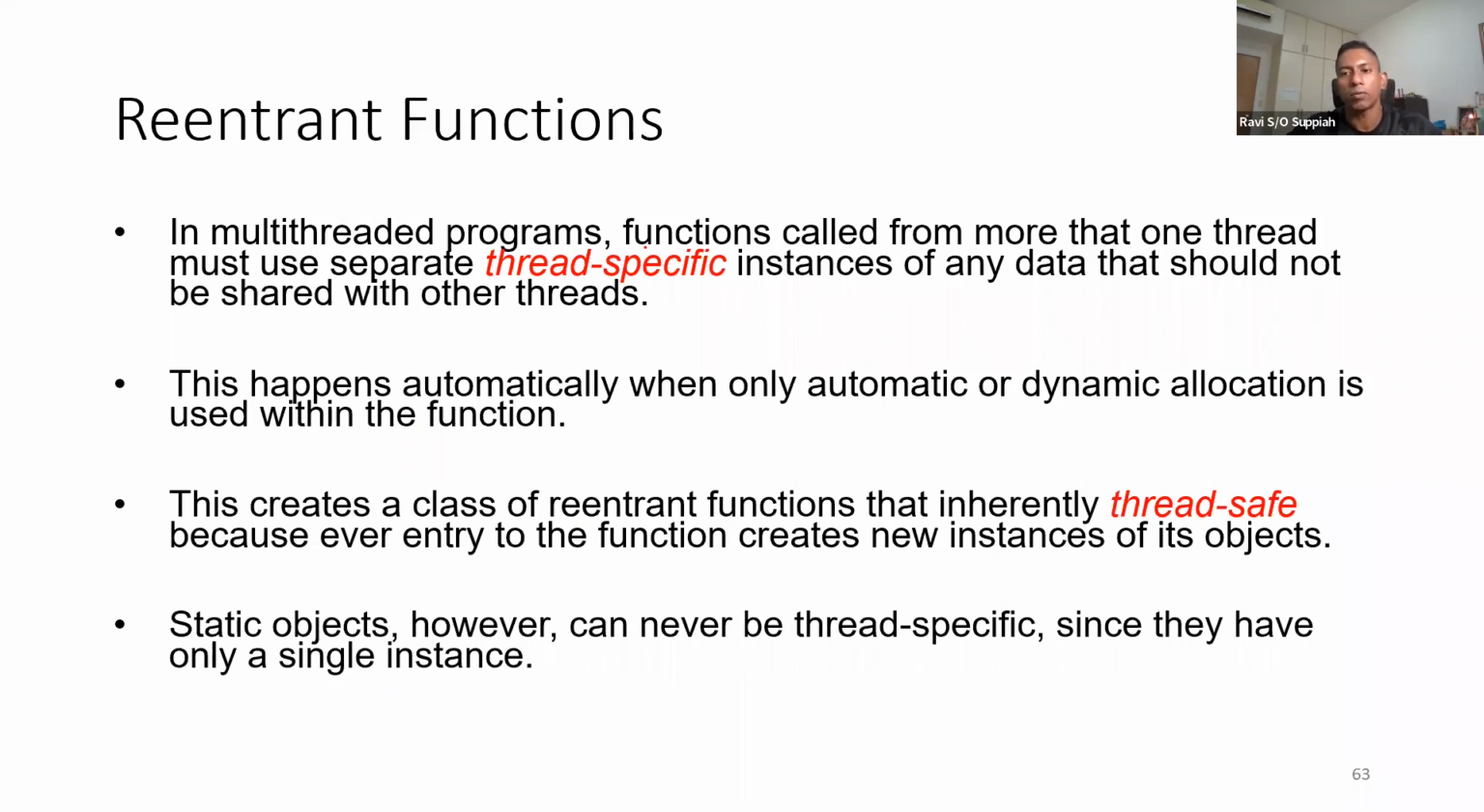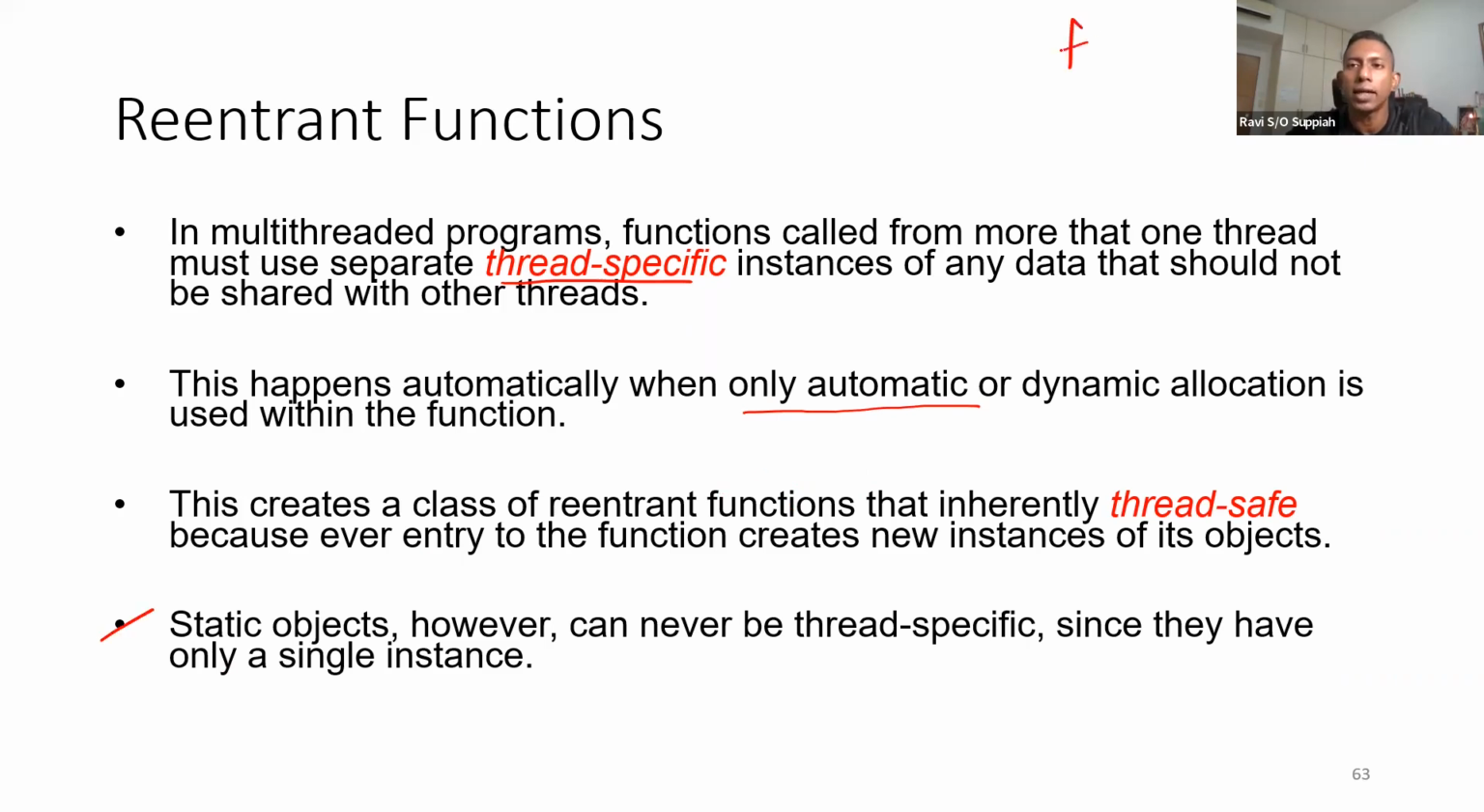All right, so in order for us to make sure it is safe, we must make sure that it uses thread specific instances of data that is not shared. And basically what it means is you only use what we call automatic variables. If you're not sure what is automatic, it's basically variables that you create within the function, and you do not have any static or global variables.